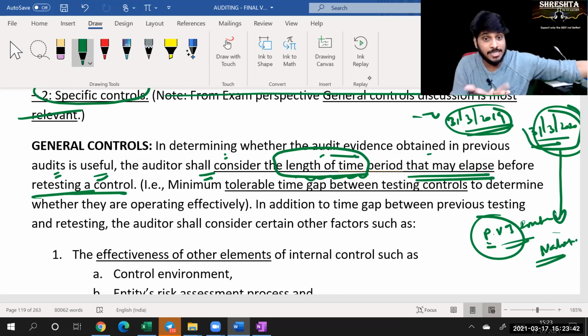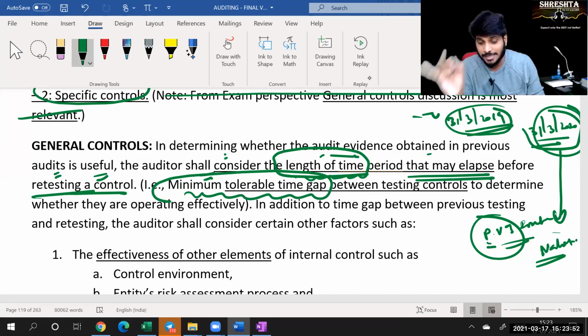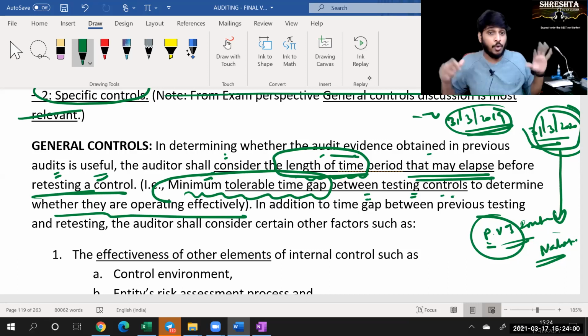Yes, you can use it, subject to the following factors. Minimum tolerable time gap between testing controls to determine whether they are operating effectively. What is the tolerable time gap? Tolerable means you can bear it. Even if you don't test, not a problem. Between two testing dates, what is the gap? Is it tolerable or not tolerable?